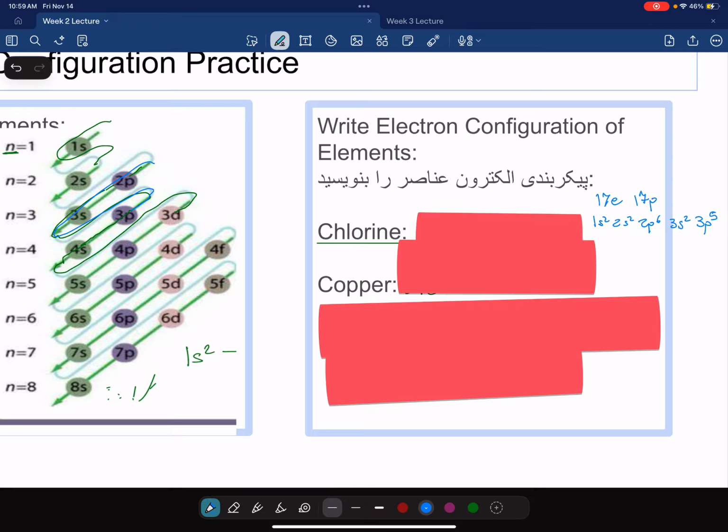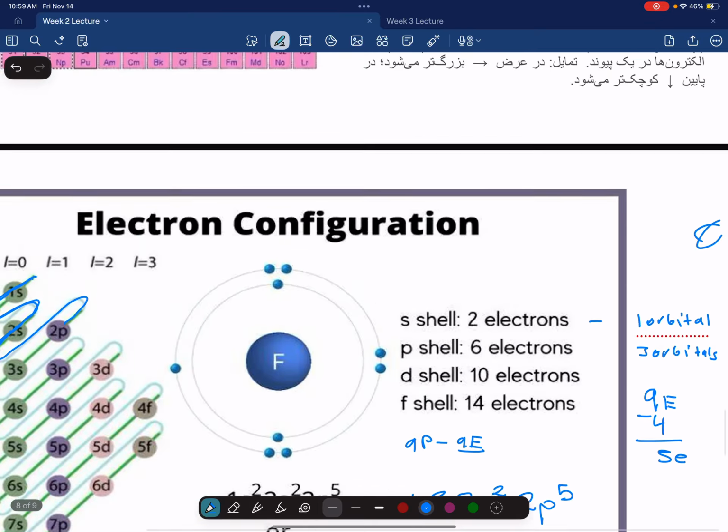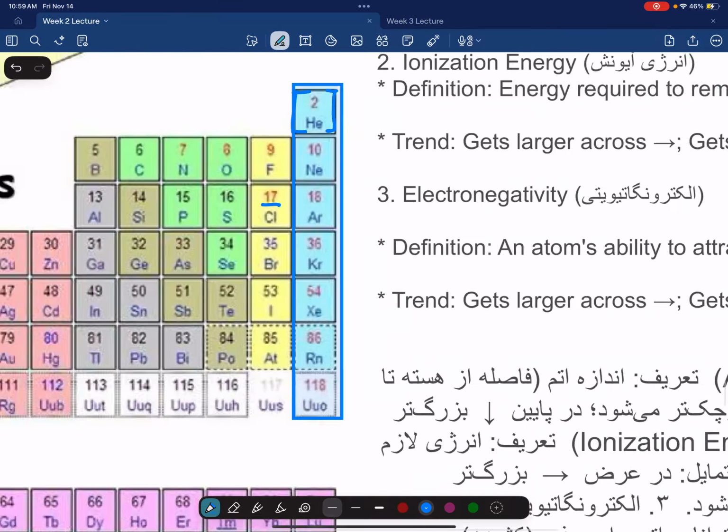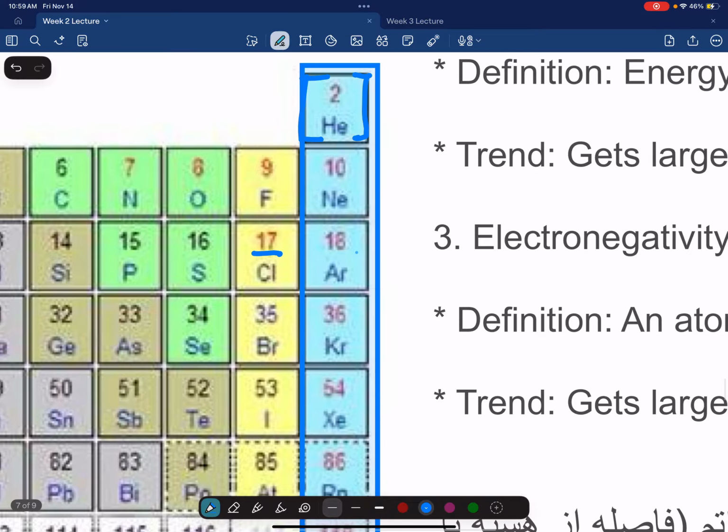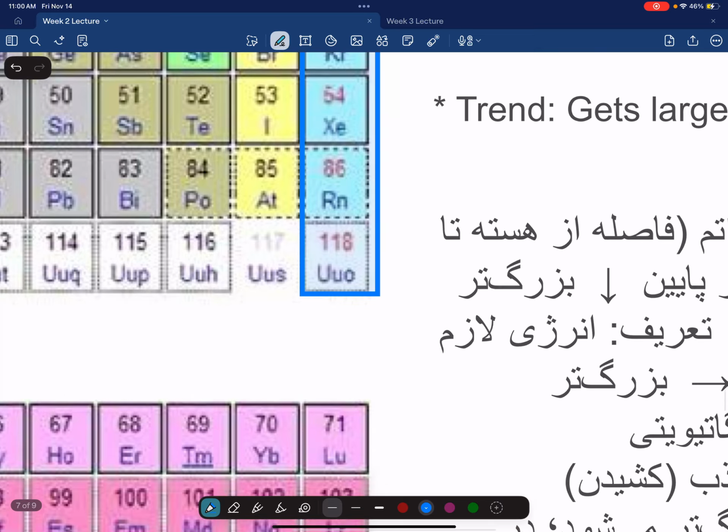But if we were to look at this, it has a total of 17 electrons. So one of the noble gases does have 10 electrons in total, and that's going to be neon. And then we're not going to use this one because it's 18 electrons. That's too many electrons for chlorine, so we're going to go to neon.